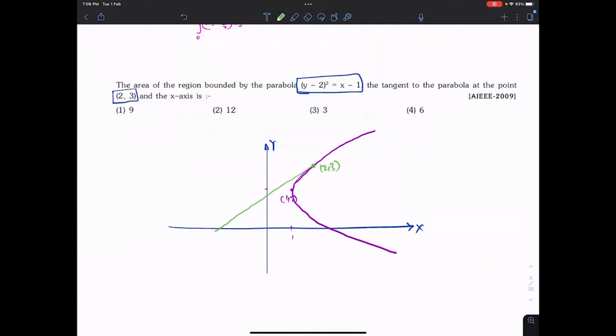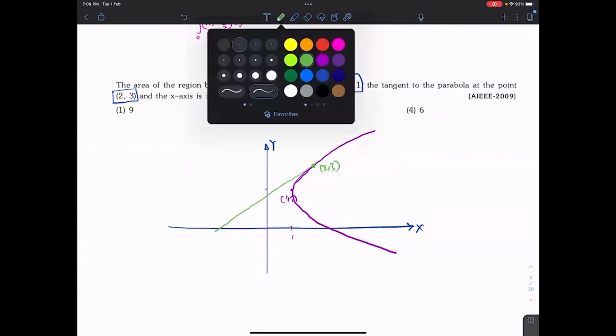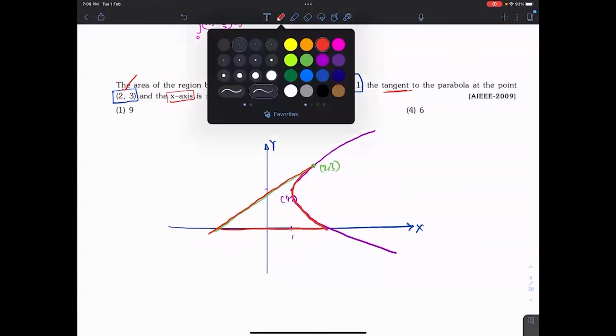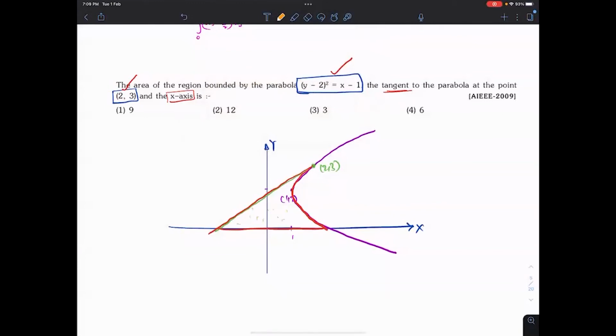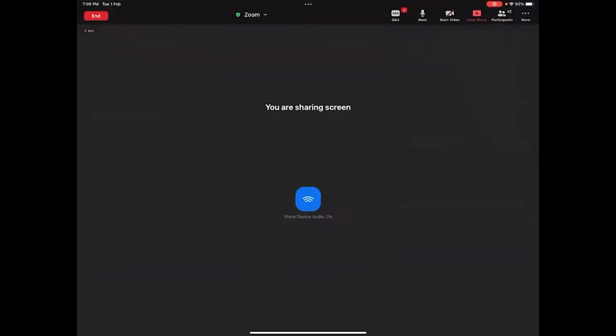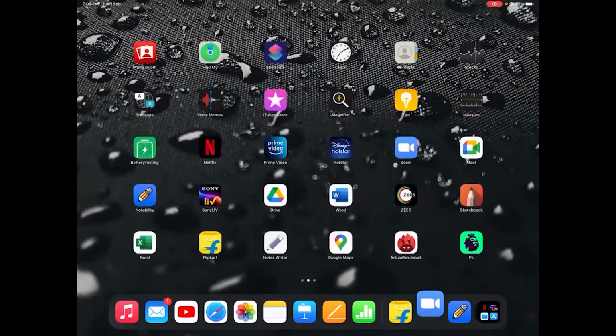Now see the boundaries of whatever area we need: by this parabola, the tangent drawn at 2, 3, and the x-axis. So the tangent, this parabola and the x-axis together will be like this. Now we need the area of this part. Now tell me guys, will you take horizontal strips here or vertical strips to find this area? Any answers? Okay, I'll show the figure again. You have to find this area.